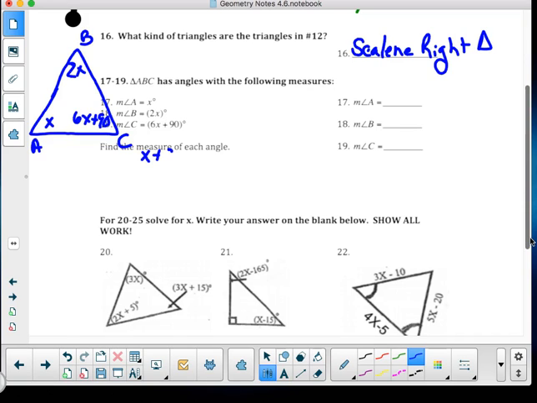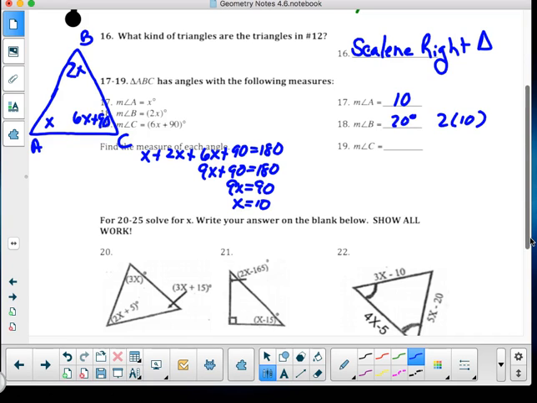theorem. X plus 2X plus 6X plus 90 equals 180. So now I've got 9X plus 90 equals 180, and 9X is equal to 90, and X is equal to 10. I can plug that back in and find out that since A is equal to X, A is 10 degrees. Since B is equal to 2X, 2 times 10 is 20 degrees. And since C is equal to 6X plus 90, 6 times 10 plus 90 is 150 degrees.